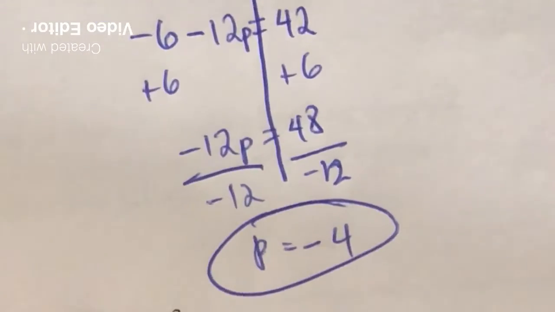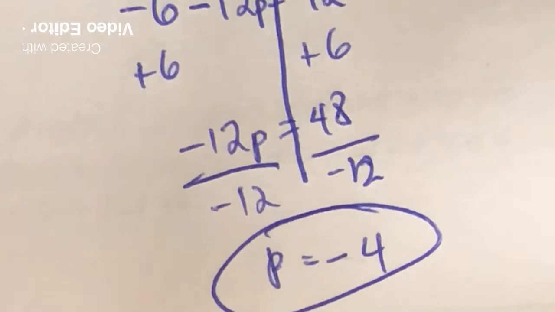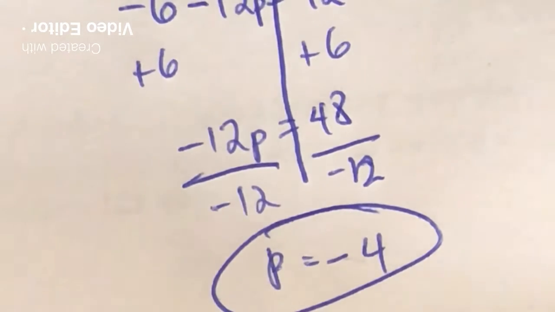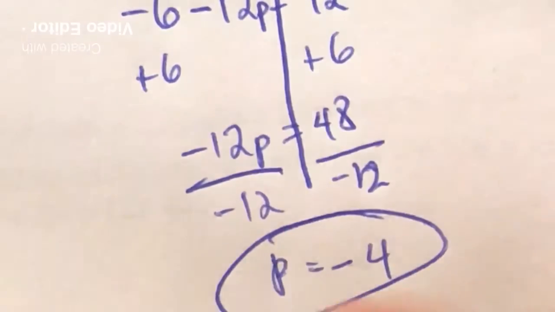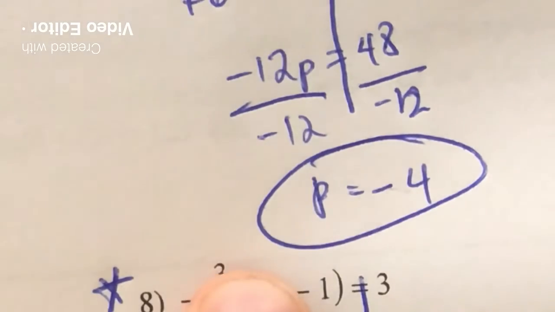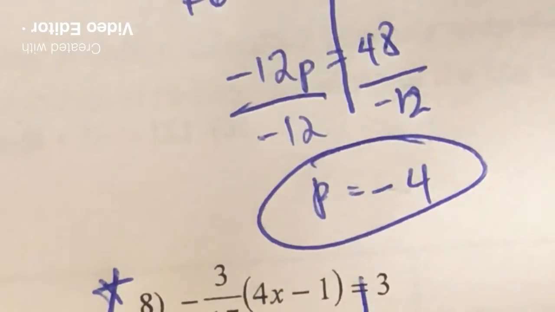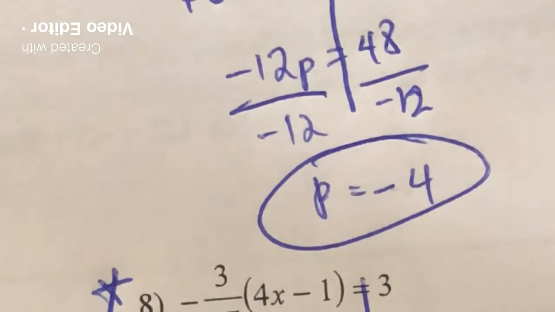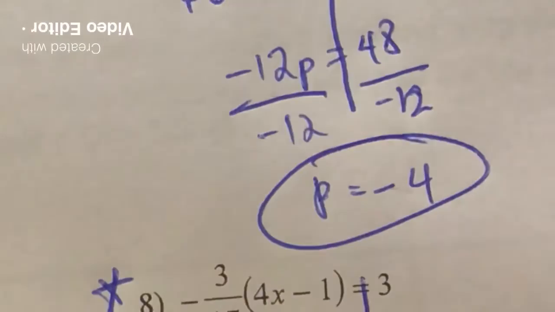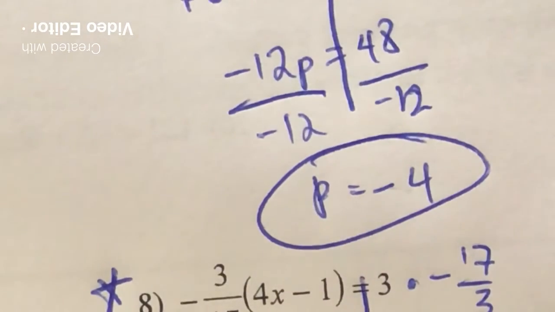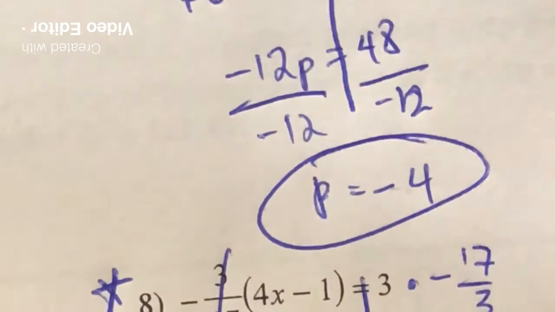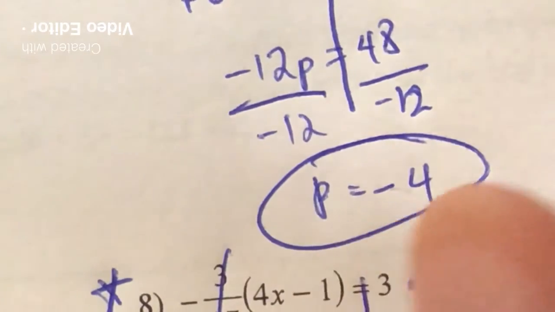Down here, this is a good problem to see. I've got negative 3 over 17 multiplied by 4x minus 1 equals 3. And you could distribute, that's right. You could always distribute this. But hey, since this is multiplying by a fraction, I can just use the reciprocal. I'm going to multiply both sides by negative 17 over 3. And when I multiply both sides, this just cancels. So I'm going to have 4x minus 1 left.